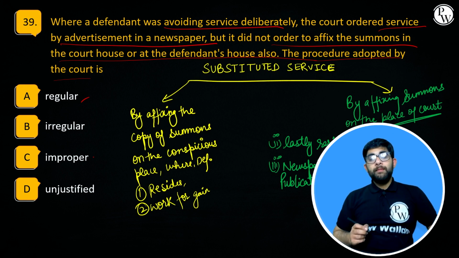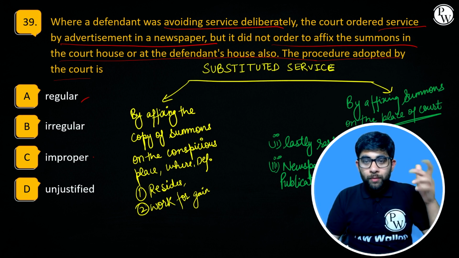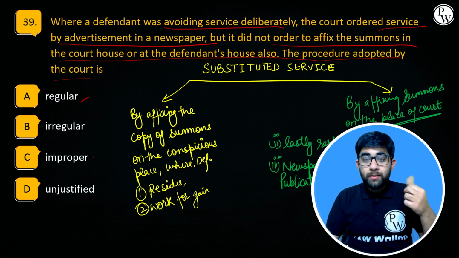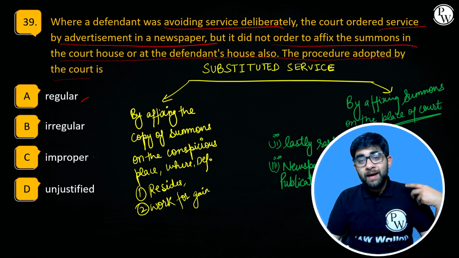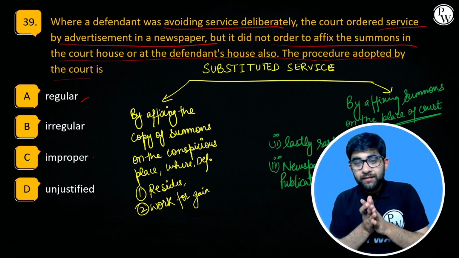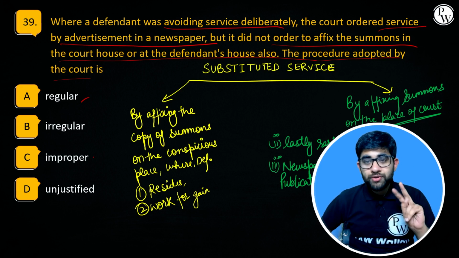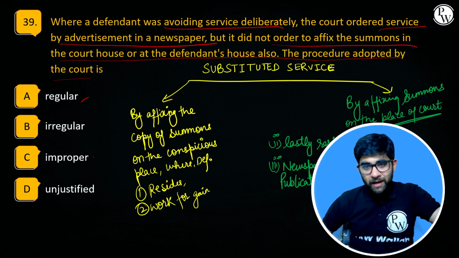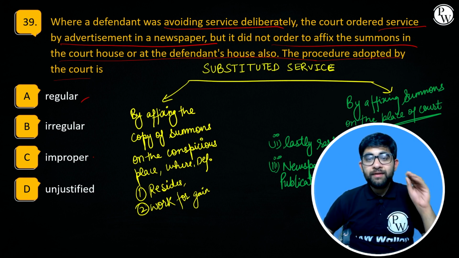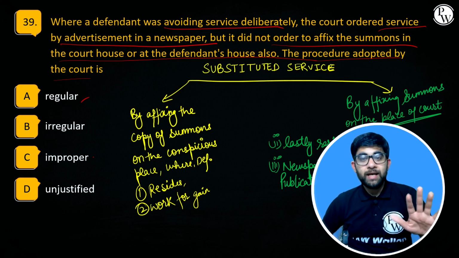Right? Newspaper publication is an option when the person, see, the normal modes of service are by post, by court, by person himself, right? So when the defendant is avoiding the service or managing the service, the court has two options to substitute the service, so that they deem that it is served. First, they will go and affix the summons outside his house. Second, where his office is, or where he works for gain, they will go and stick the summons there.